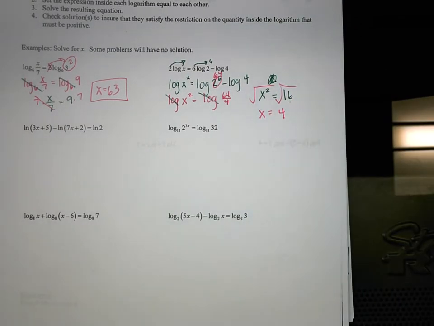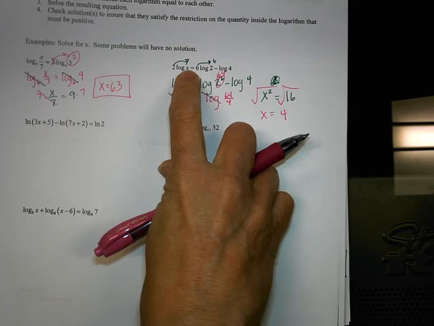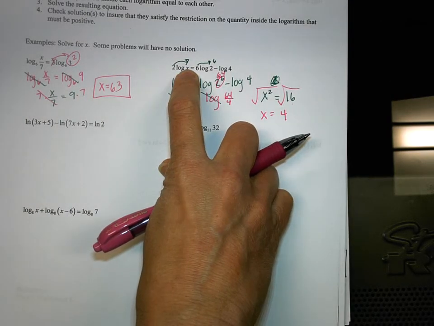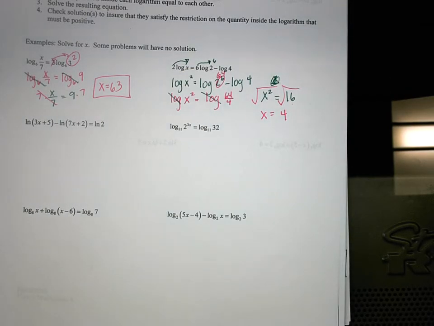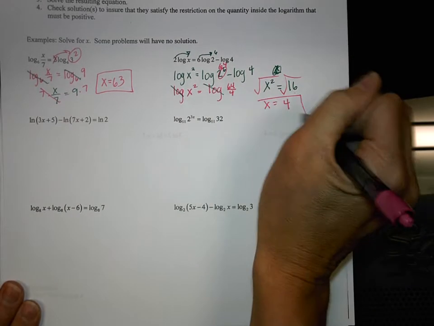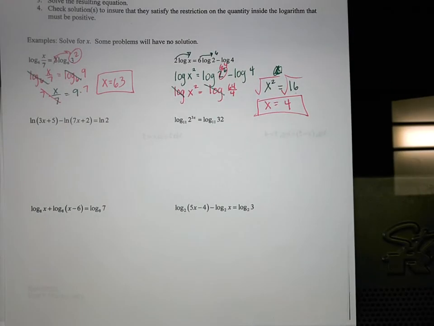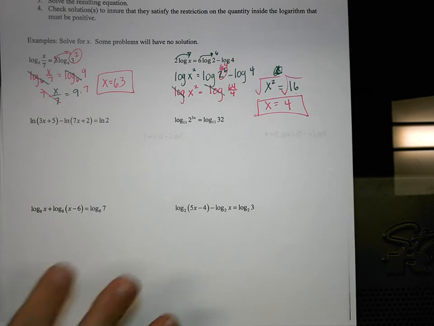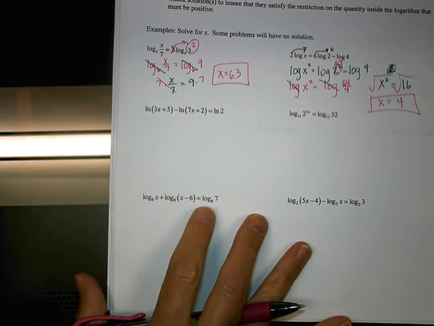Now, normally, when we take the square root, we would have positive and negative 4. Okay? But I can't have a negative 4 in this spot. And so 4 works, negative 4 does not, and so my answer is just 4. Do we have any questions on that? No. Okay. So what are we going to do on this next problem right here?